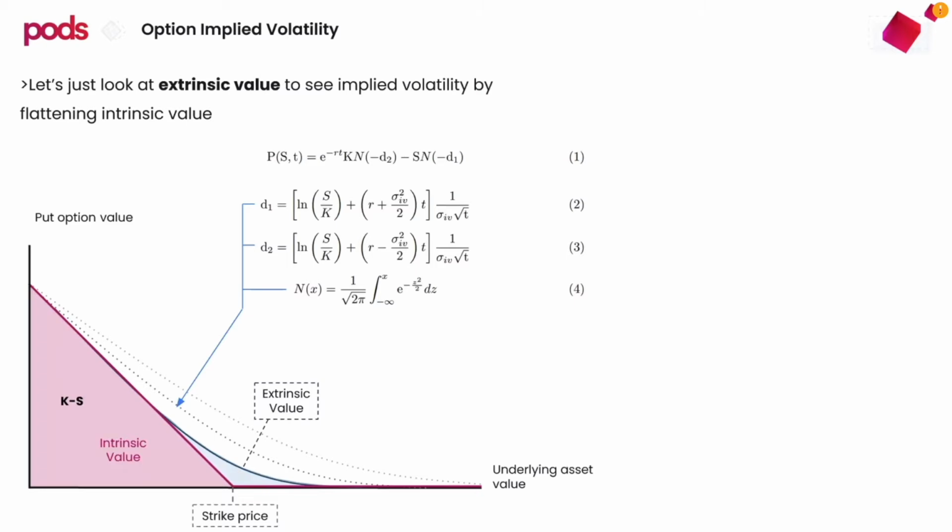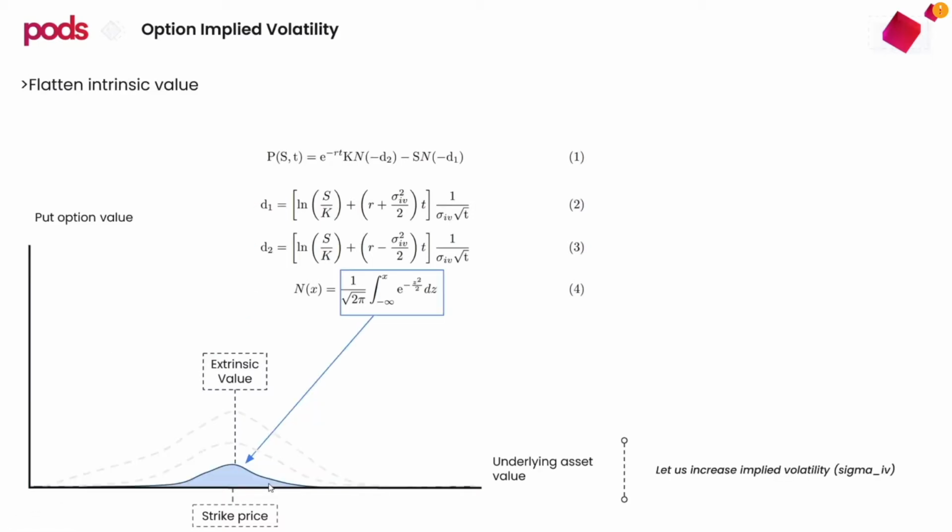To better visualize it, let's go back to our chart. And now let's for a second just ignore this little red over here, this intrinsic value, and just focus on the blue. Once we do that, the little N, so to speak, kind of looks like a distribution. So the N right here captures the distribution, and D1 and D2 contain signals. Now let us increase the component of implied volatility.